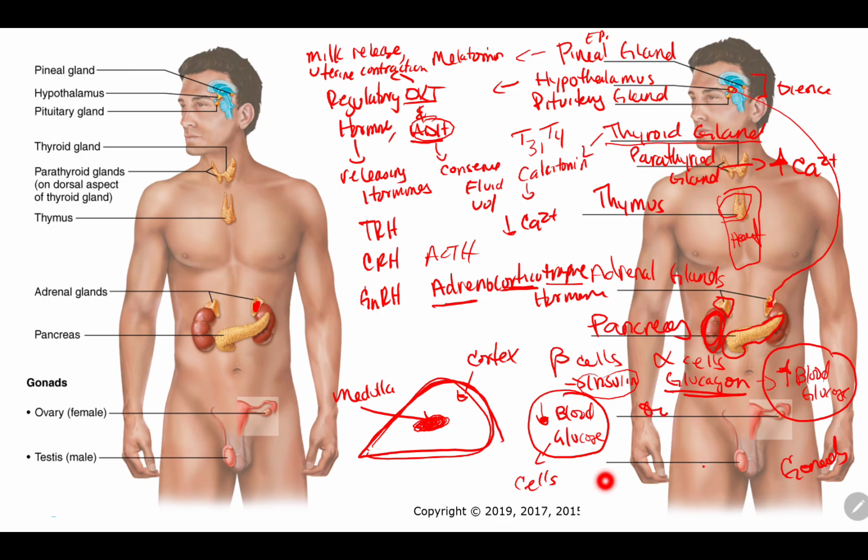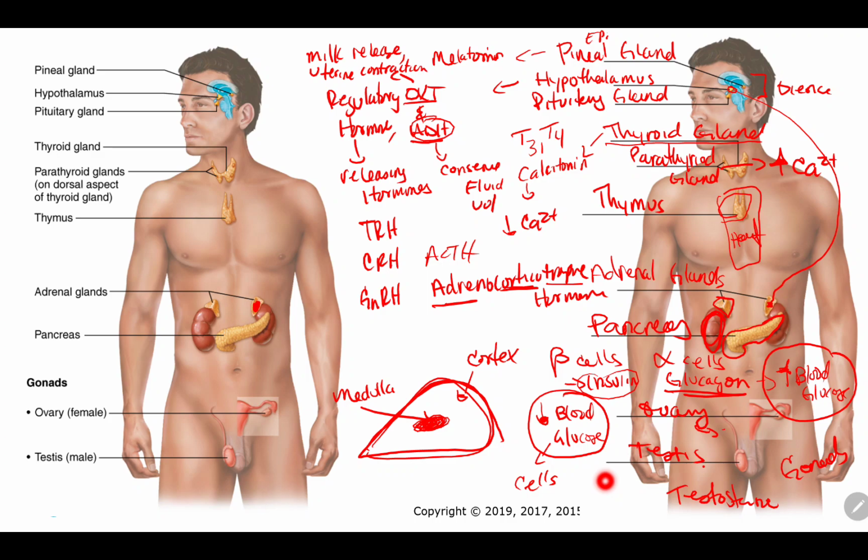These are your gonads. Of course, you're going to have your ovaries, and you're going to have your testes. Ovaries will produce hormones such as estrogen and progesterone, things like that. And the testes are going to produce things such as androgen binding protein as well as testosterone.